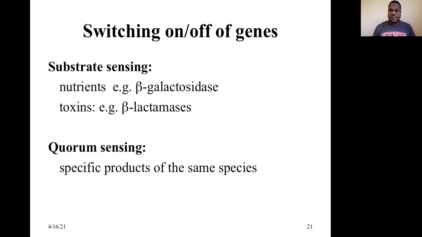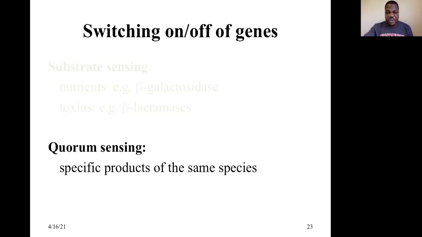So the switching on and off of genes can happen, and it can also be because of expression of a specific gene. You will have enzymes like beta-lactamase produced that can hydrolyze some beta-lactam drugs. Those are examples of genetic expression that you can be able to see.